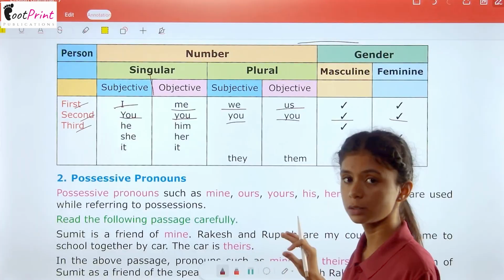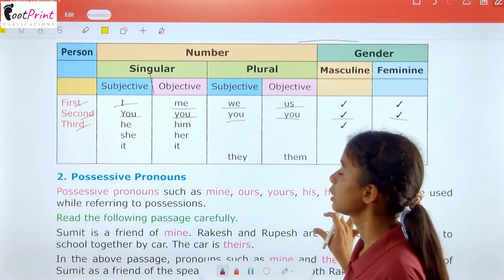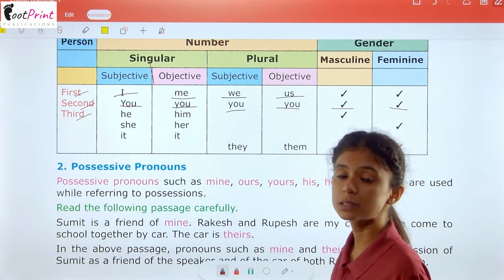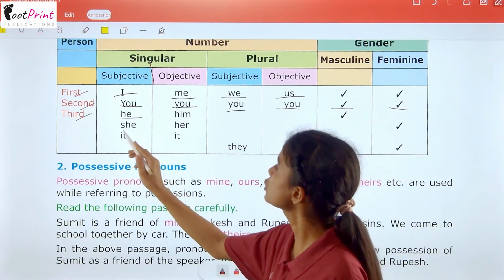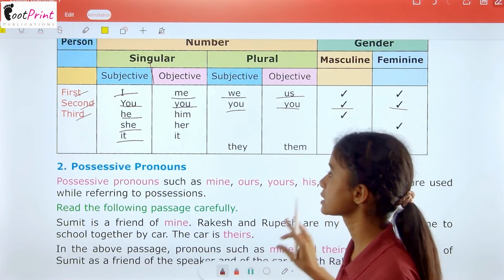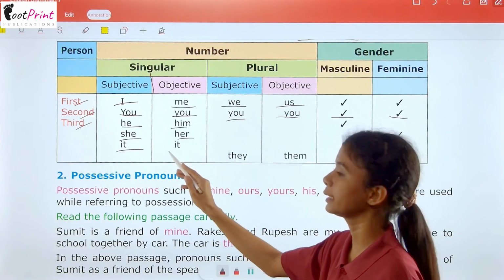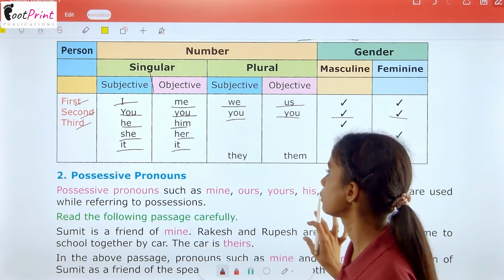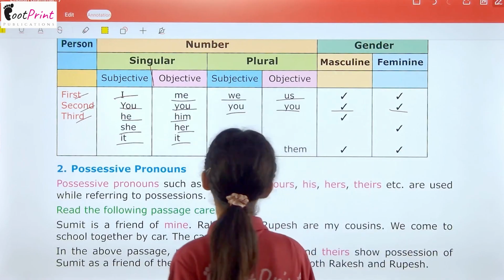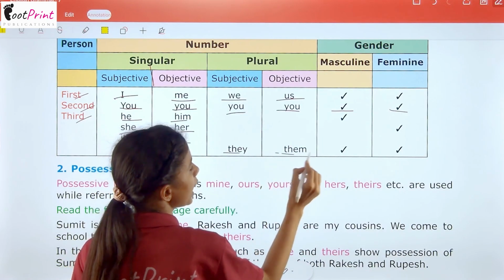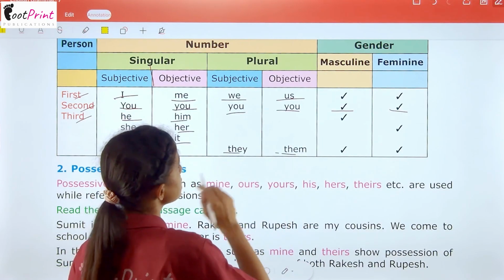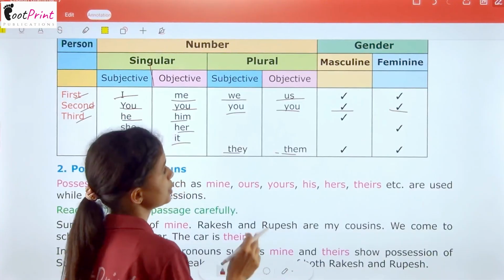Then we have the second person that has you as the subjective pronoun and you as the objective pronoun as well, in singular. And when we move towards plural, we have the same you and you as subjective and objective both, and they are both masculine and feminine. Next we have third person that includes he, she and it as their subjective pronouns, and him, her and it again as the objective pronoun. And the third person in plural is only they and them. They in subjective and them as objective.